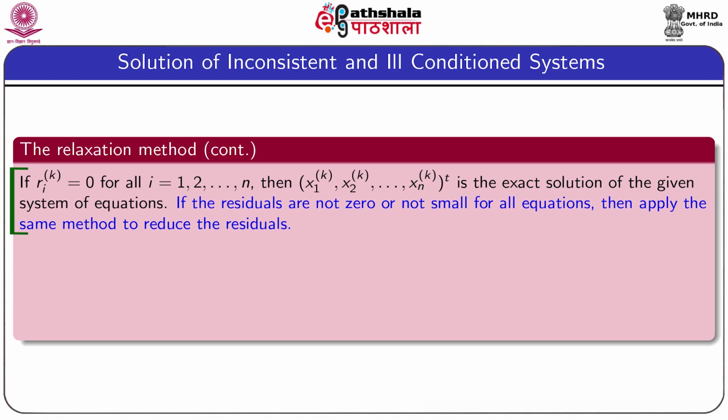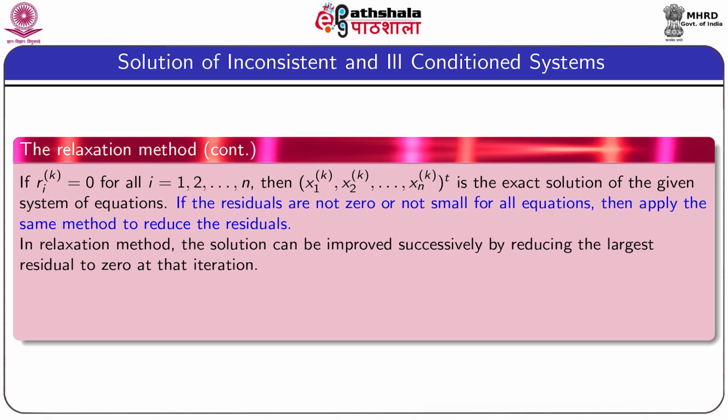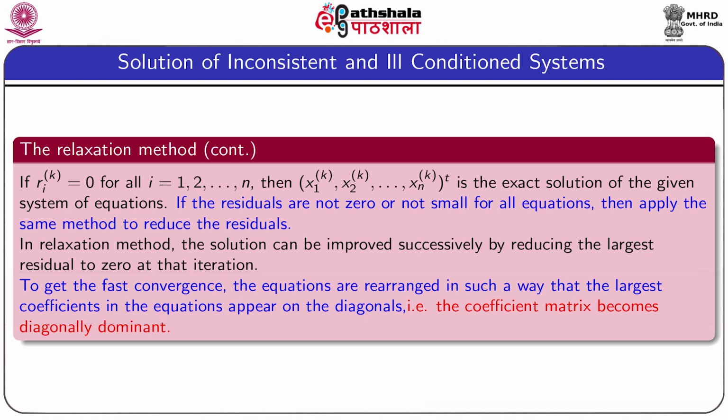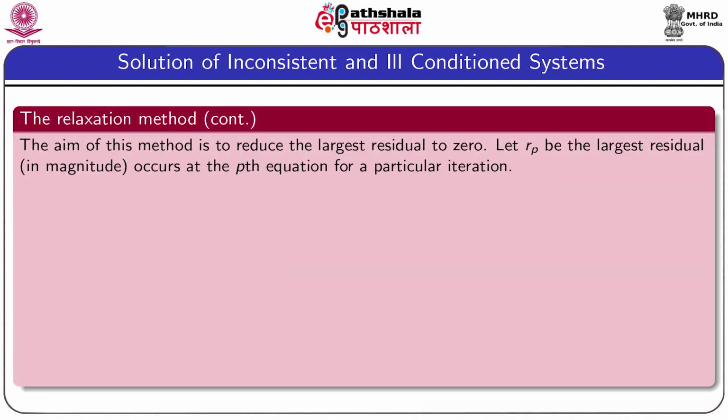If the residuals are not 0 or not very small for all equations, then we apply the same procedure to reduce the residuals. In the relaxation method, the solution can be improved successively by reducing the largest residual to 0 at that iteration. To get faster convergence, the equations are rearranged in such a way that the largest coefficients in the equations appear in the diagonals. That means the reduced system of equations is diagonally dominant. The aim of the relaxation method is to reduce the largest residual to 0.